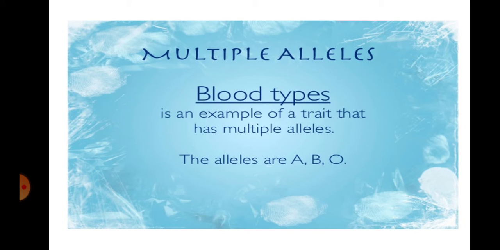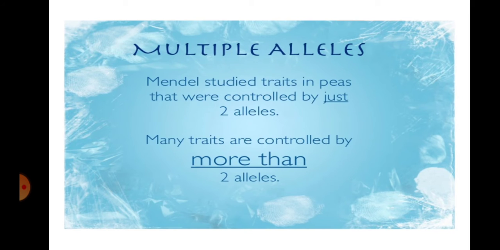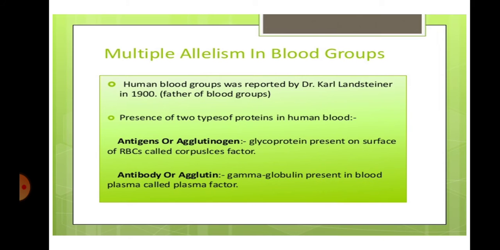The blood type is an example of a trait that has multiple alleles: the alleles for A, B, and O blood groups. Mendel studied traits in peas that were controlled by just 2 alleles. Many traits are controlled by more than 2 alleles. So that is multiple allelism. The multiple allelism in blood group.